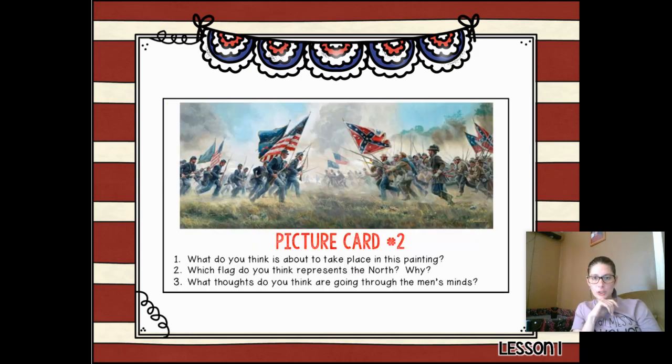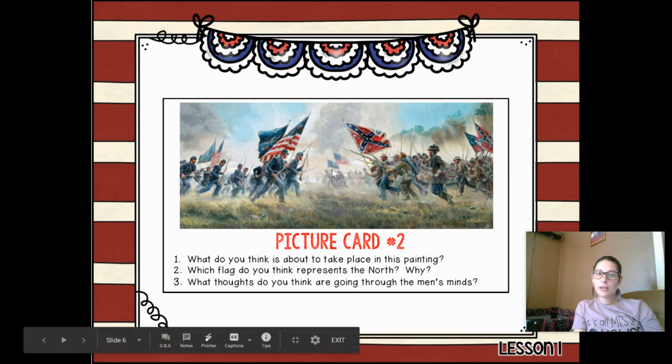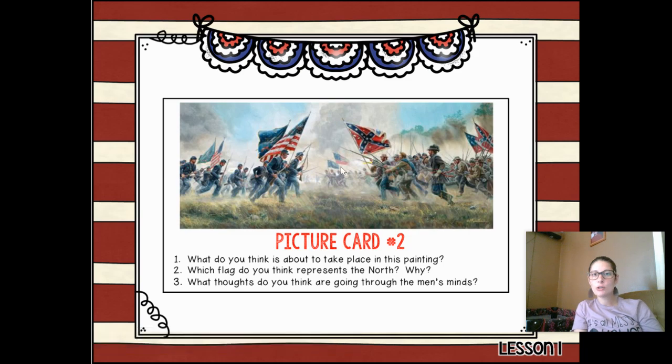All right, so here's the next picture card. What do you think is about to take place in this painting? Well, it very much looks like they are about to head into a battle. Which flag represents the North? The American flag. So this is the North, and this is the Confederate flag. And you guys should be pretty familiar with this flag because we live in the South, and I know you can see one of those flags in lots of different places, okay? So this is the Confederate flag, and this is the American flag. So here is the Union, and here is the Confederacy.